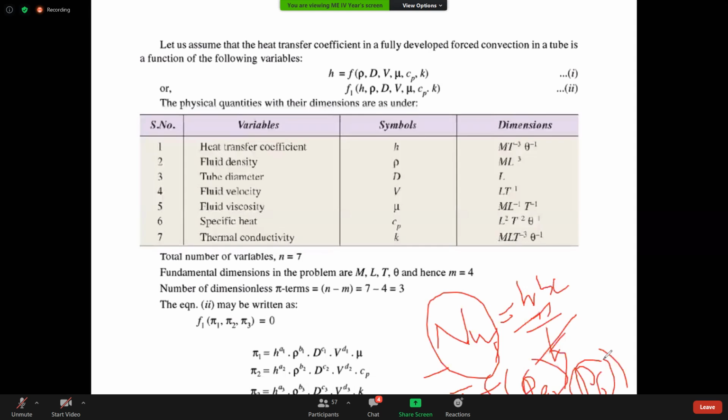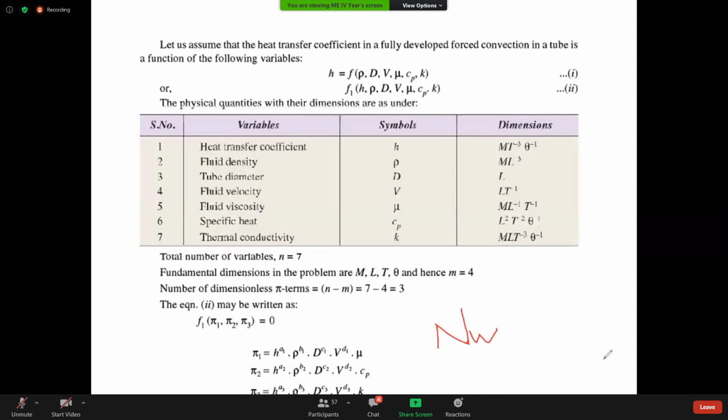Anyway, the Nusselt number also I spoke about yesterday. Right. So these are the things we have to derive. If you go to any reference textbook, you will get it. Right. Don't worry.